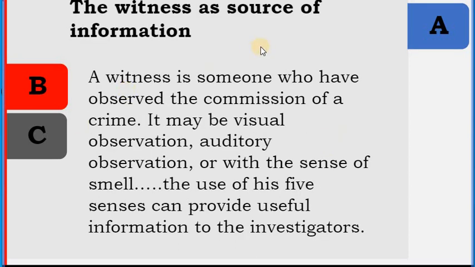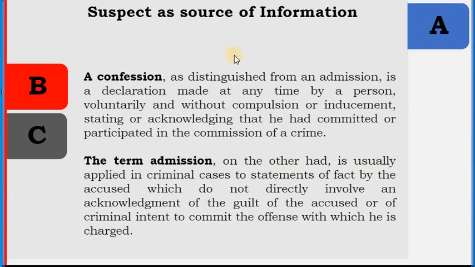Next naman, the witness as source of information. A witness is someone who has observed the commission of a crime. Witness, yung nakakita nga. So, it may be visual observation, auditory observation, or with the sense of smell. The use of his five senses can provide useful information to the investigator. Para maging witness ka, syempre, gagamitin mo yung five senses mo. It's either nakita mo, it's either may narinig ka, it's either may naamoy ka, it's either may nahawakan ka, ano pa ba? Or it's either may natikman ka. For example, sa restaurant, ganyan. So, that is a witness.